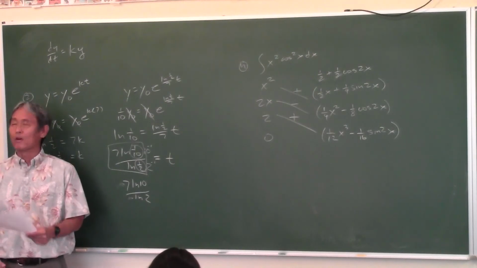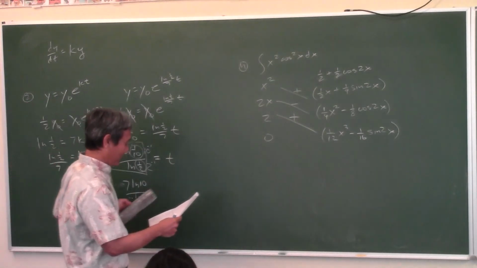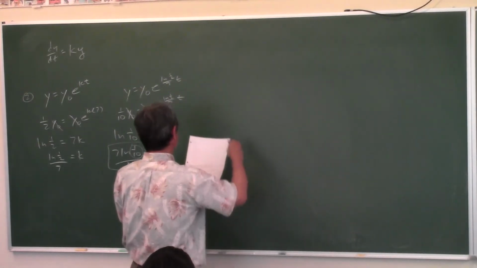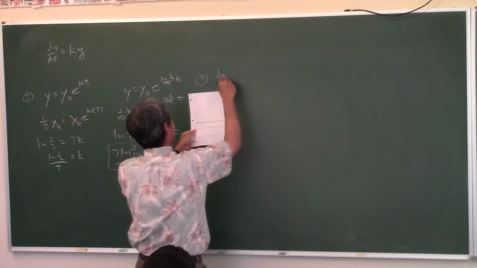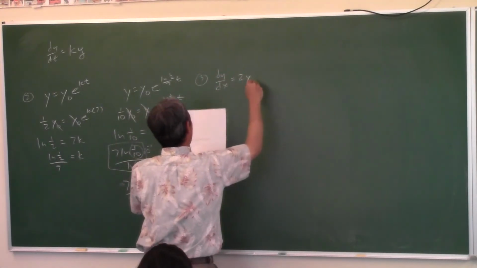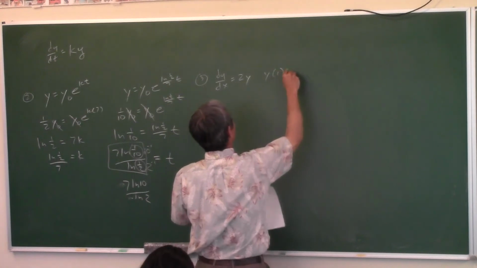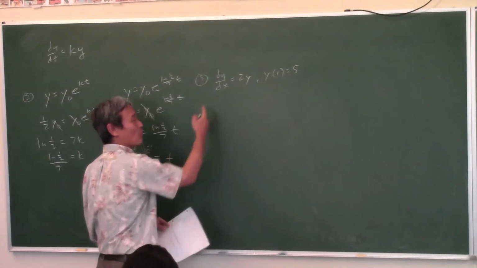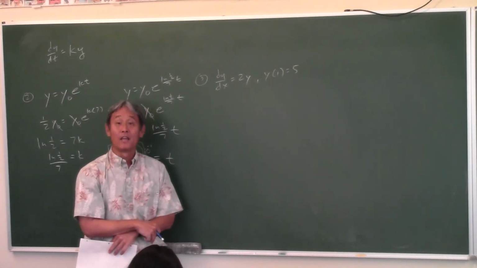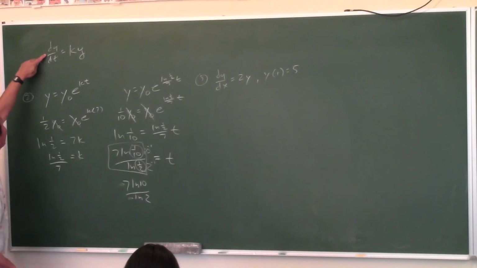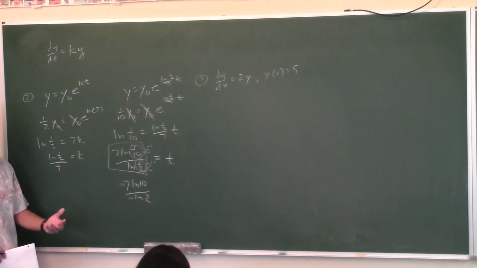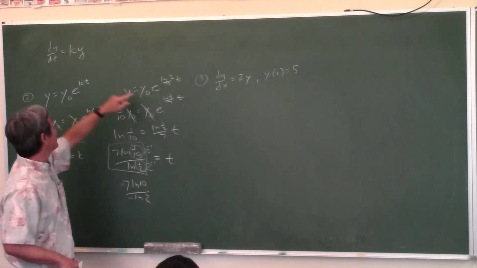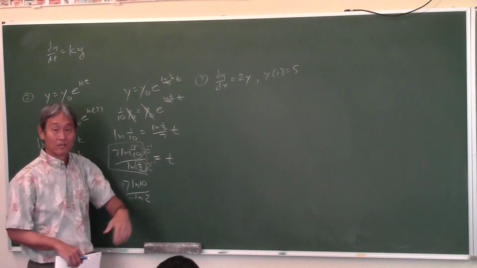Alright, and then number 3. You wish you get one this easy tomorrow. dy/dx is equal to 2y, and it says y of 1 is equal to 5. Okay, look. First of all, is this the y equals y naught e to the kt thing? Yes. You don't have to separate variables. You can, but you're just wasting time. This is the y equals y naught e to the kt form, because look, k is 2. You have to solve for y naught.